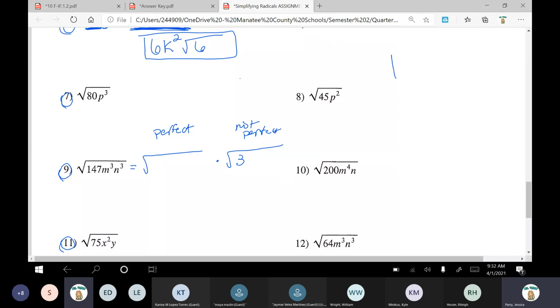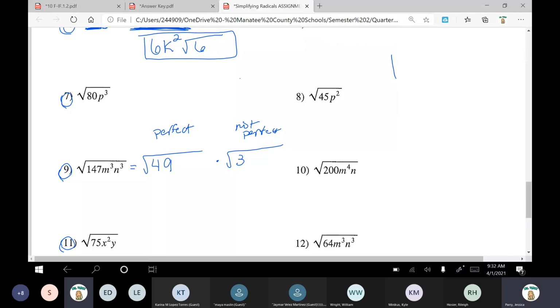Your first number is going to be one of your perfect squares. So it's either 1, 4, 9, 16, 25, keep on going. One of those times 3 is 147. And then you can type that in the chat. What times 3 is 147? It's going to be a perfect square. And I see 49. Perfect. That's what I'm looking for. 49 is a perfect square times 3, which is not a perfect square, is 147.